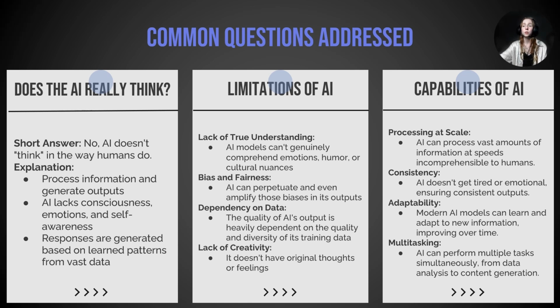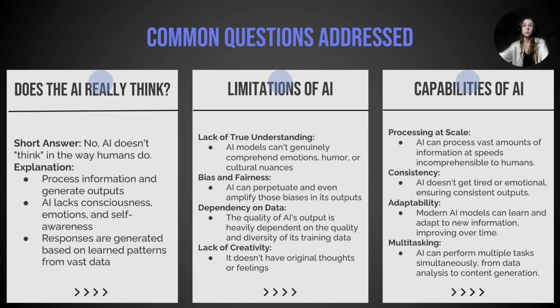There's also a dependency on data, so the quality of AI's output is heavily dependent on the quality and diversity of its training data, and there's also a lack of creativity in AI in that it can generate content based on patterns, but it doesn't truly create in the human sense. It doesn't have original thoughts or feelings. So to think of this, the content that AI language models output is basically like a collage of the information you provide it in many ways. It's not generating new information. It's pulling information from the information you give it, or if it's outsourcing information from the internet.